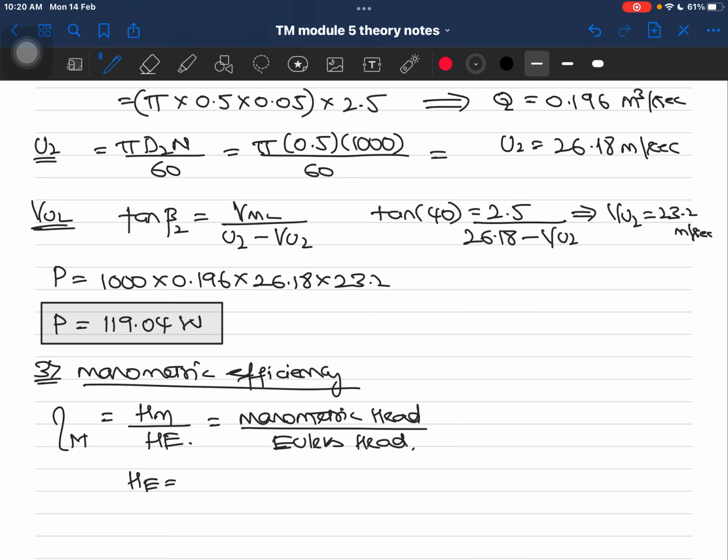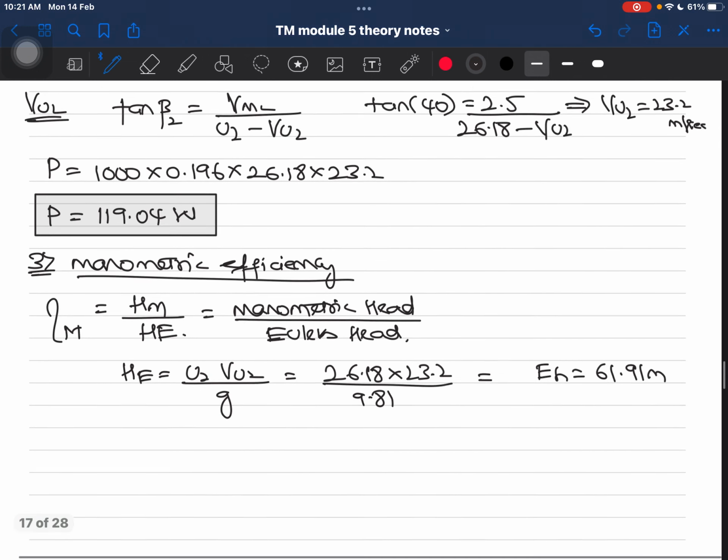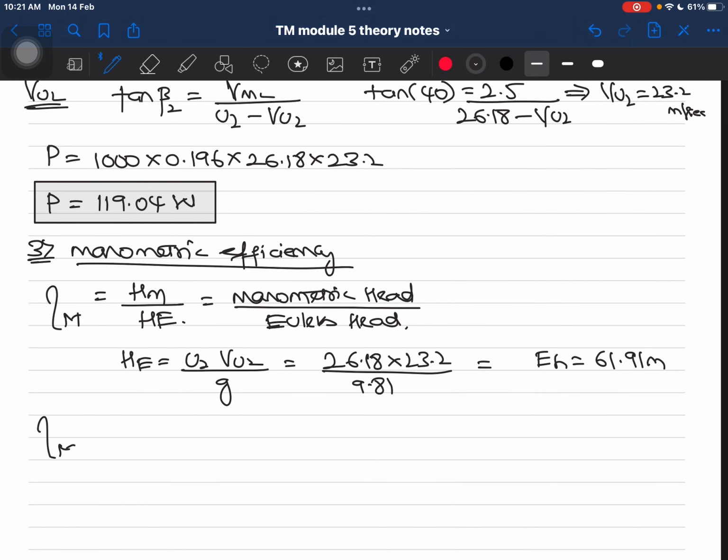Euler's head is equal to U2 VU2 divided by g, as calculated in the previous problem also. It is 26.18 cross 23.2, this whole divided by 9.81. You will get the Euler's head to be 61.91 meters.